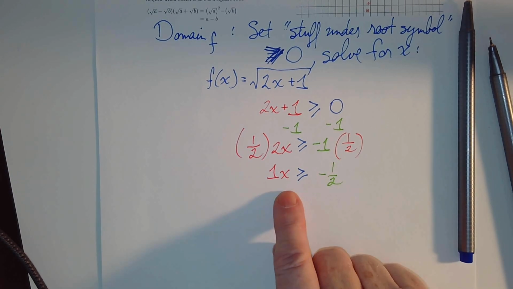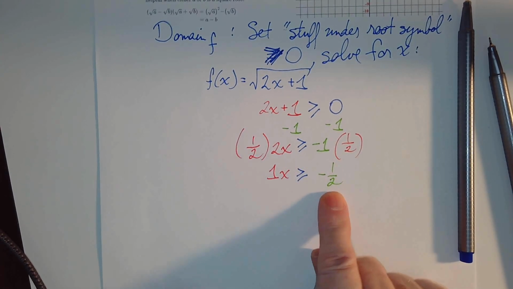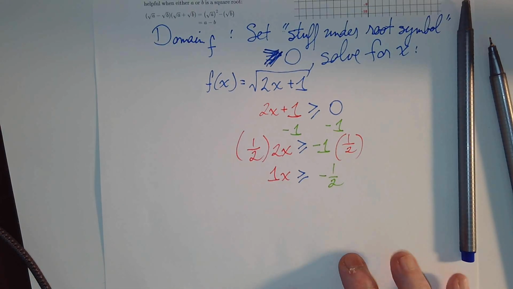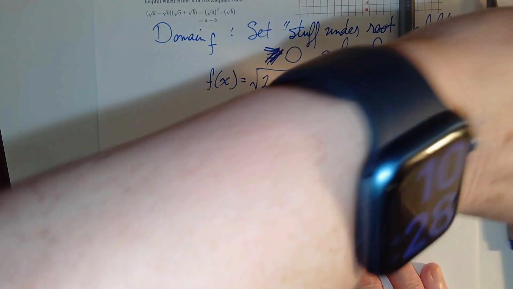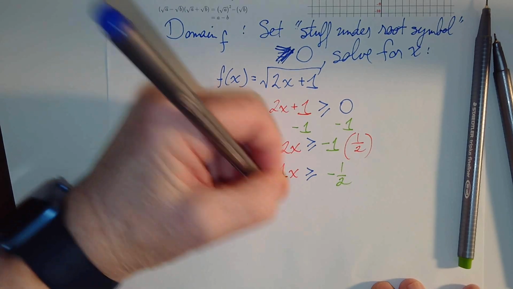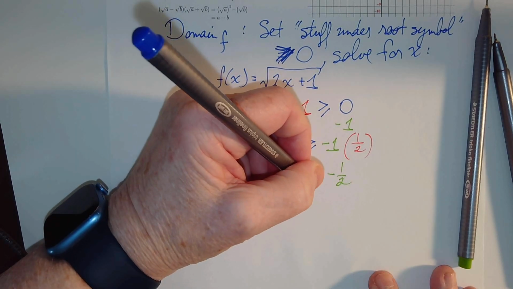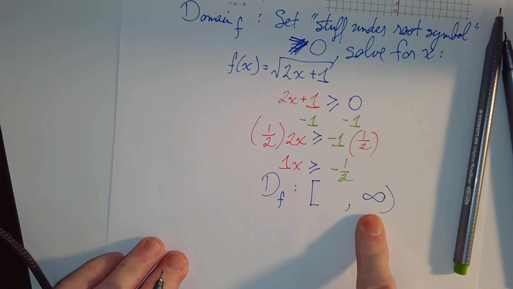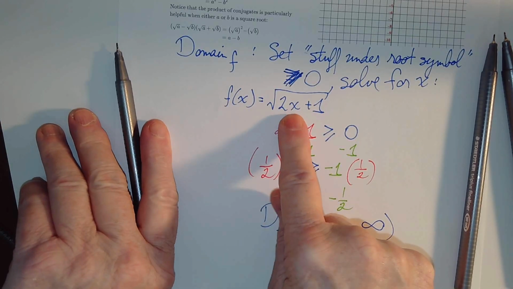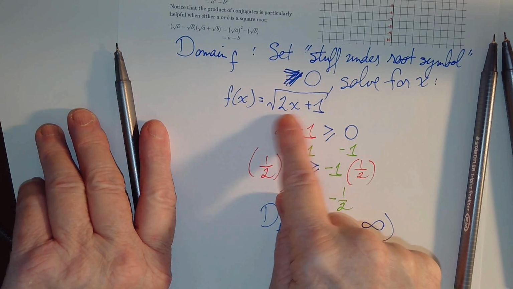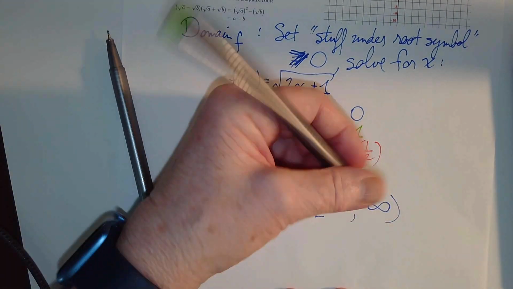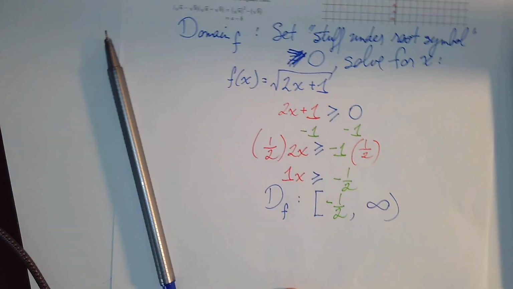That means that the smallest that x can be is negative 1/2, and then it can go all the way positive. So we would write the domain of f. It can get as large as we want because think of plugging large numbers in for x, we're going to get positive outcomes. But the smallest number that we can plug in for x is negative 1/2.